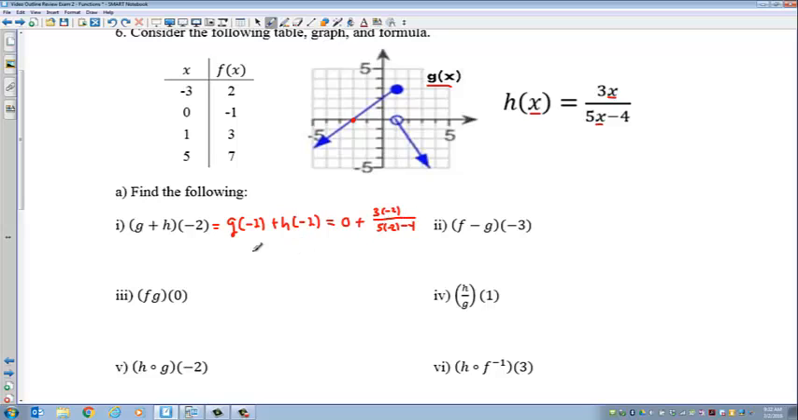And so that's going to be equal to negative 6 on top, so it's 3 times negative 2 is negative 6, and then 5 times negative 2 is negative 10 minus 4, and that's equal to negative 6 divided by negative 14. Of course, the negatives cancel, and they're both even, so the 2's cancel, and you get 3 over 7.